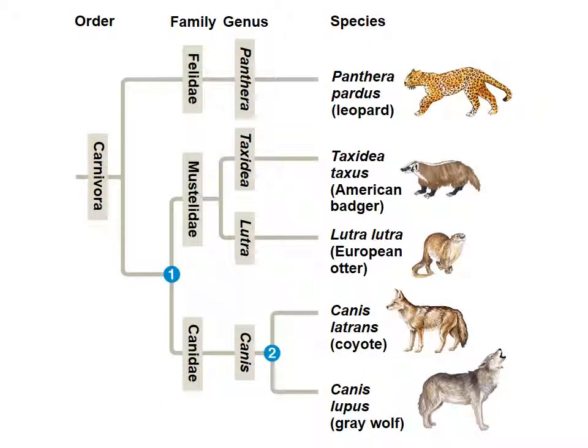So here's just an example of a phylogenetic tree. You can kind of see we've got the wolf and the coyote sharing a common ancestor. And then you've got the canine family sharing a common ancestor with the mustelid family, and so on and so forth there.